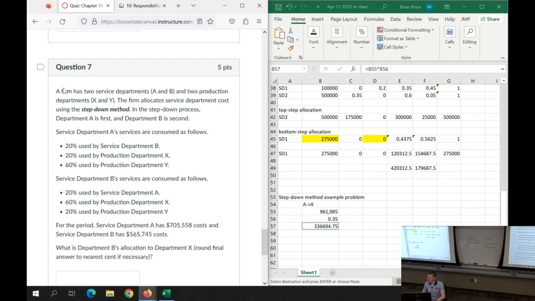All right, so same setup. A and B are service departments. X and Y are production departments. Step down method. A is first, B is second. Okay, top and bottom step. And I've given you, again, all the percentages in the table, just in bullet point format. And I've given you the costs here. So I've done everything I can to make it harder to copy to Excel. I didn't really mean that, but that is actually the effect of what I did.